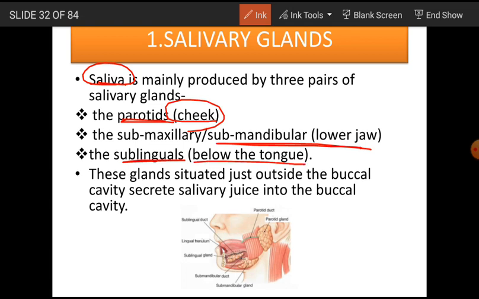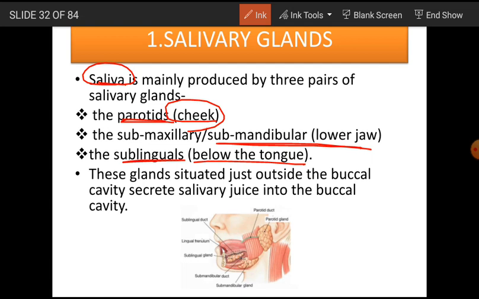So there are three types of salivary glands. First one is known as parotid, which is present near the cheek region. Second is the submaxillary, which is also known as the submandibular gland, which is present near the lower jaw. And the third one is known as the sublingual gland, which is present below the tongue.